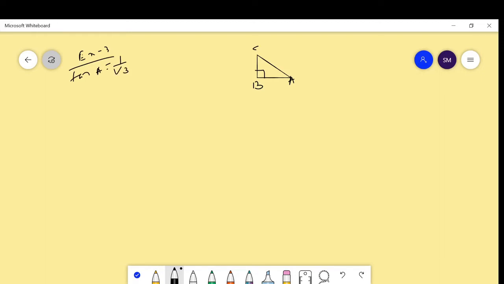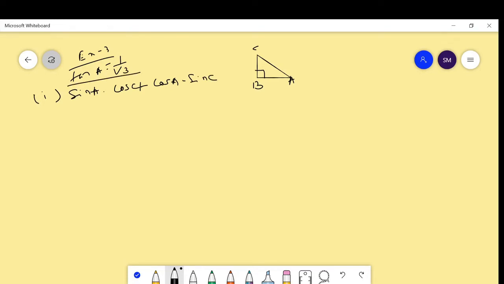Then here we have to find out the value of sin A into cos C plus cos A into sin C.